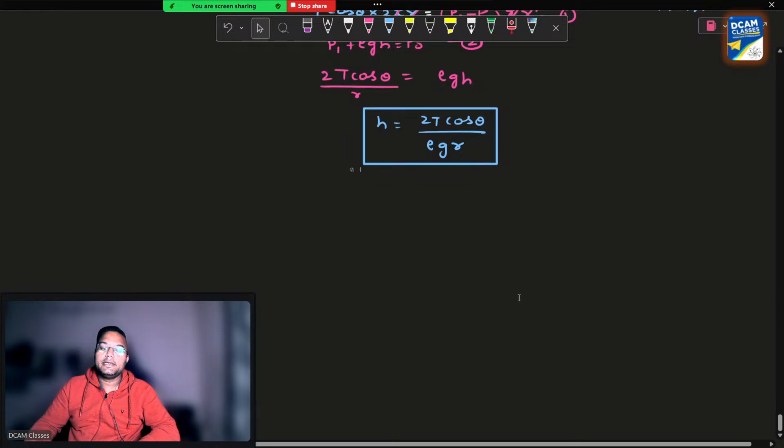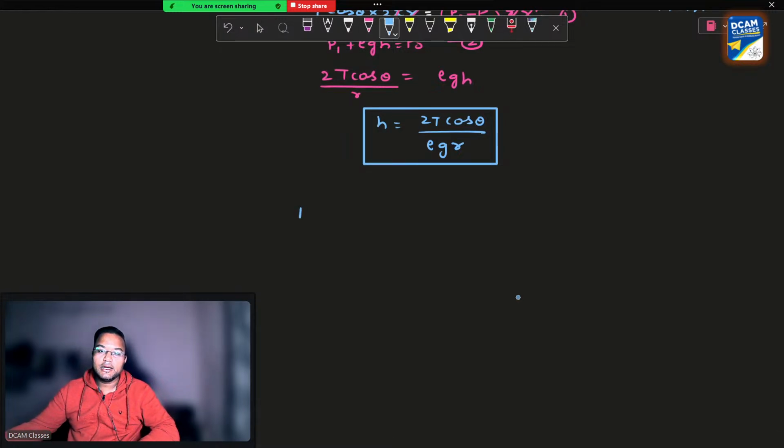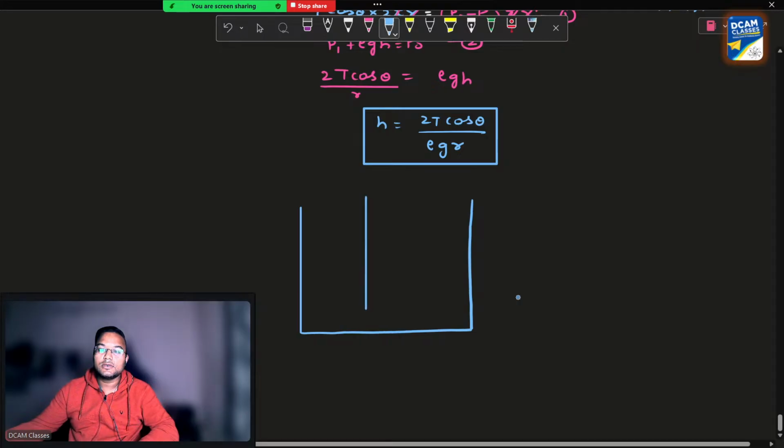Now the same case if I draw for the mercury, how it will happen? See, the result will be same, but the things are different. In the case of mercury, what happens? It goes down. The mercury goes down in capillary also.